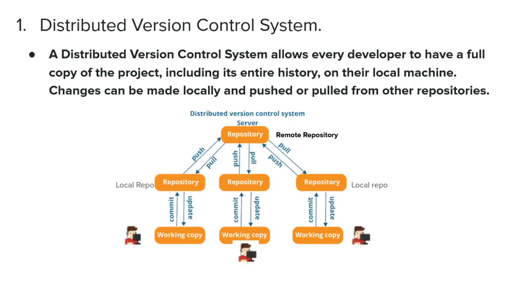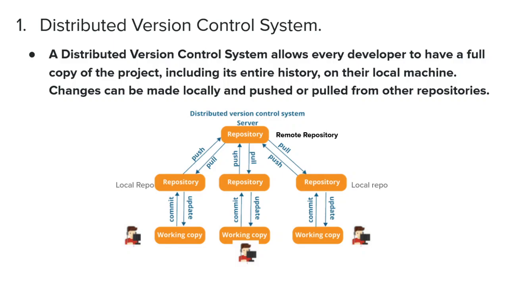So Git is a distributed version control system. In the last session, we already saw the types of version control systems: local version control system, centralized version control system, and distributed version control system. So Git is a distributed version control system. A distributed version control system allows every developer to have a full copy of the project, including its entire history, on their local machine. Changes can be made locally and they can be pushed or pulled from other repositories.